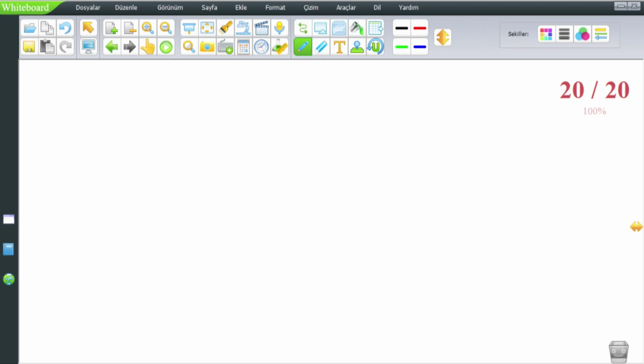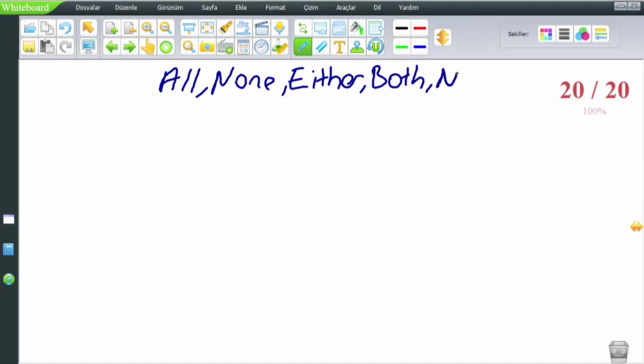And now, that's it for making preferences. It's actually pretty easy. Now, we will be learning quantifiers: all, none, either, both, and neither. Let's start with all. How do we use it? When do we use it?